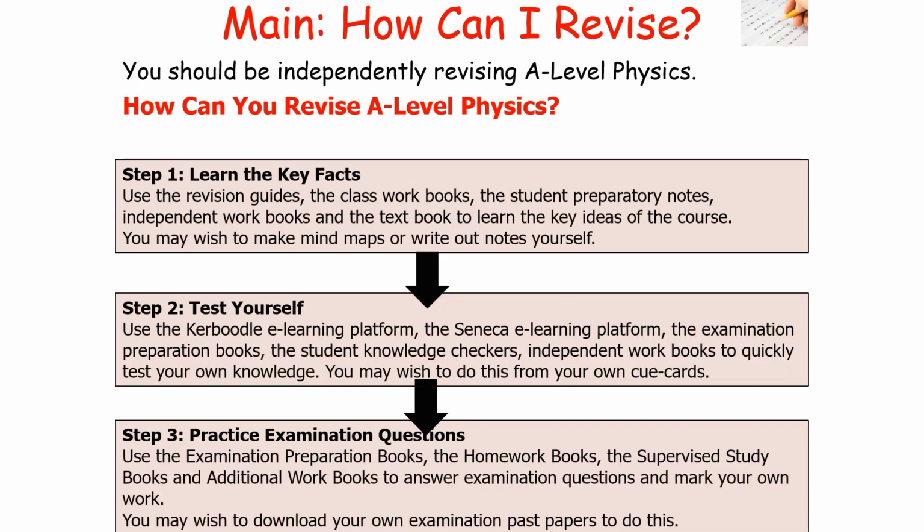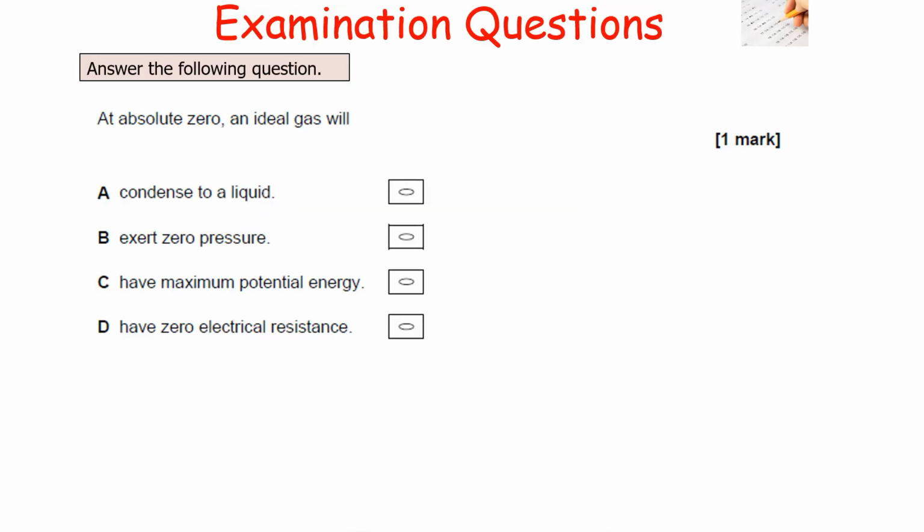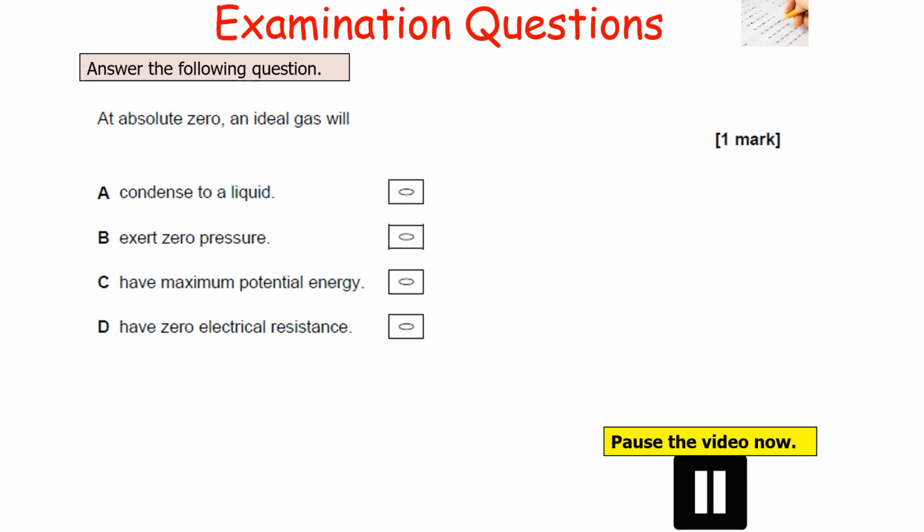So the three steps of learning the key facts, then testing yourself, and then practicing exam style questions are the way forward for revising A-Level Physics. So let's start off by practicing a few multiple choice questions. In this first question, at absolute zero an ideal gas will do what? Pause the video now, then unpause the video when you want to go through your answer.